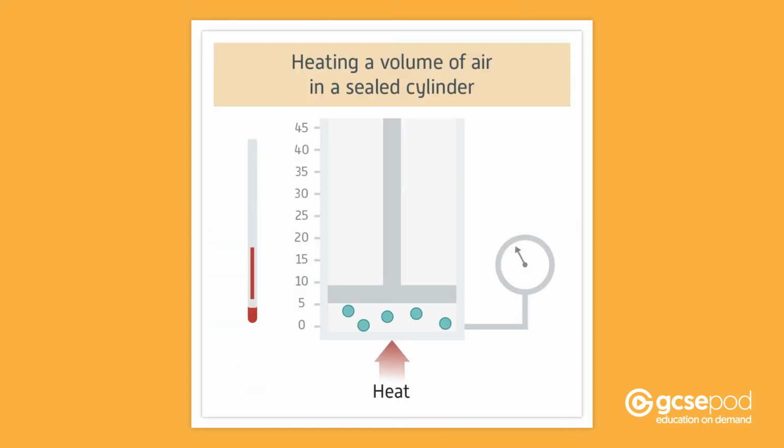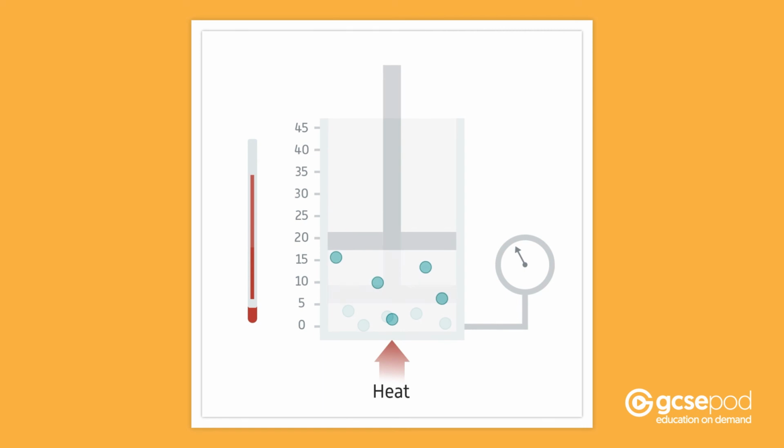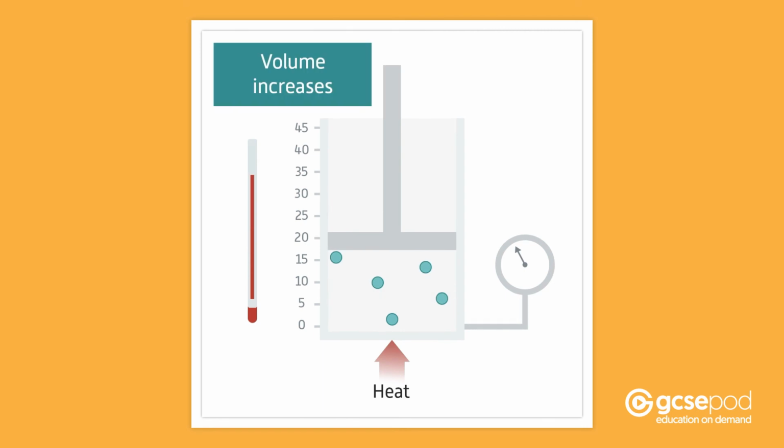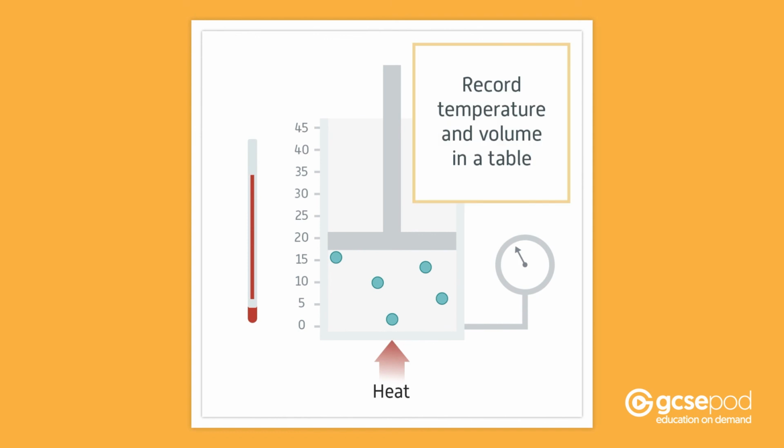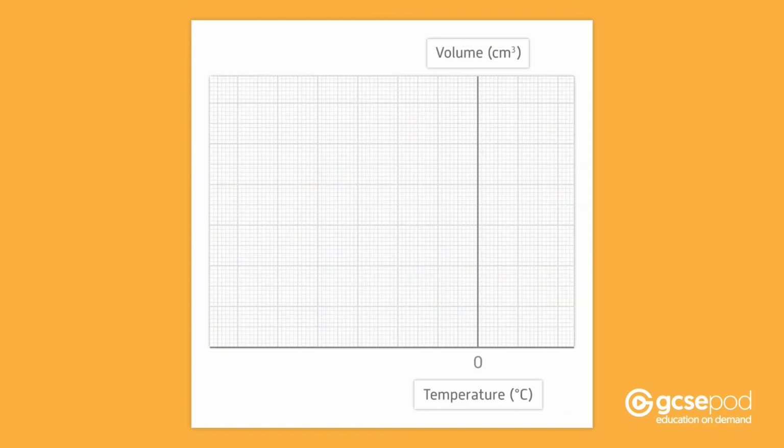You can investigate the relationship between volume and temperature by heating a volume of air in a sealed cylinder, as shown in the diagram. As you heat the air inside the cylinder, the volume increases and the pressure remains constant. Record the temperature and volume in a table. Plot a graph of temperature on the x-axis and volume on the y-axis. Your graph should look something like this.